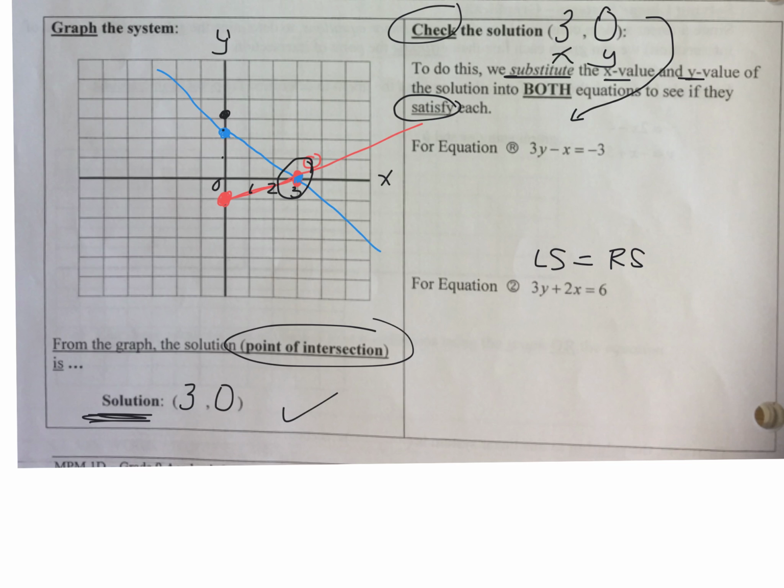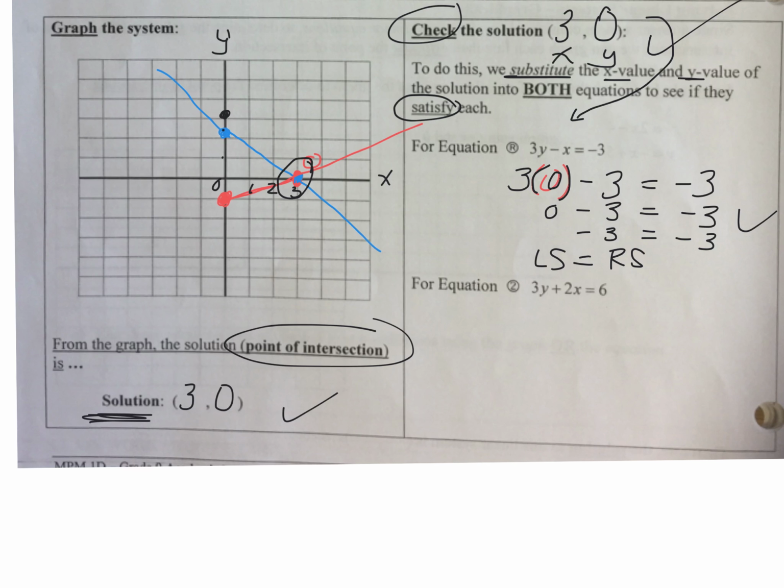Okay, so I have 3 times, what is the answer for y? What's y equal to? 0. Minus, what's x? 3 equals -3. What's 3 times 0? 0 take away 3 equals -3. Is this true? What's 0 take away 3? So -3 equals -3. So yes, this solution works. It's correct for that equation. It satisfies that equation. If I plug in x and y, I balance my equation. So it has to be a point on that graph.